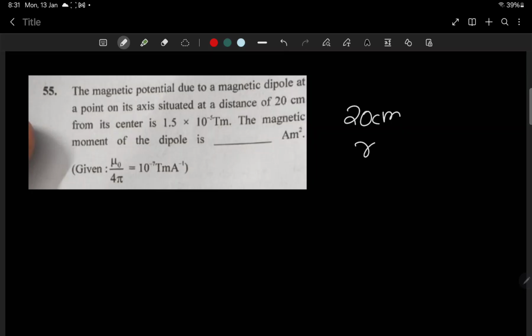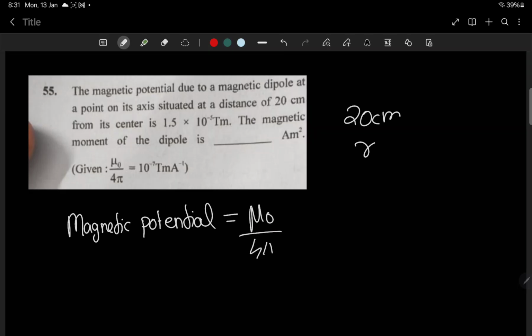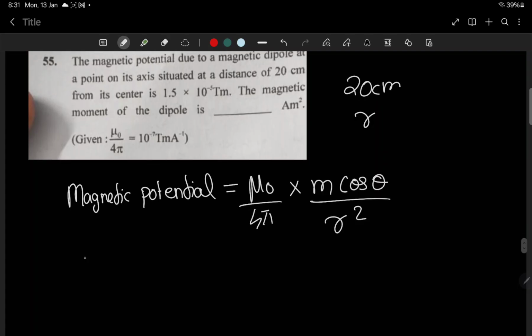distance from center has to be the distance from the dipole to the given point. You know something that what magnetic potential of a dipole is equal to mu 0 by 4 pi into magnetic moment cos theta by r square, distance. Directly substitute magnetic potential 1.5 into 10 raised to minus 5. Mu 0 by 4 pi is 10 raised to minus 7 into magnetic moment cos theta.